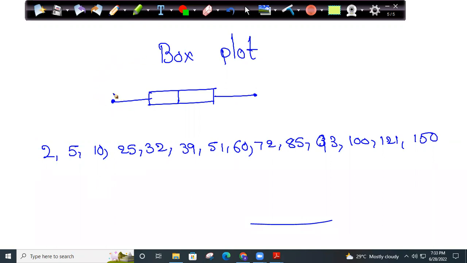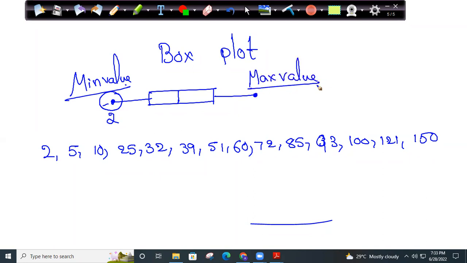In the given data, first you need to arrange the data in order. This point always represents the minimum value in the given data. So the minimum value is 2, so this dot is 2. This dot always represents the maximum value in the given data. So the maximum value is 150.